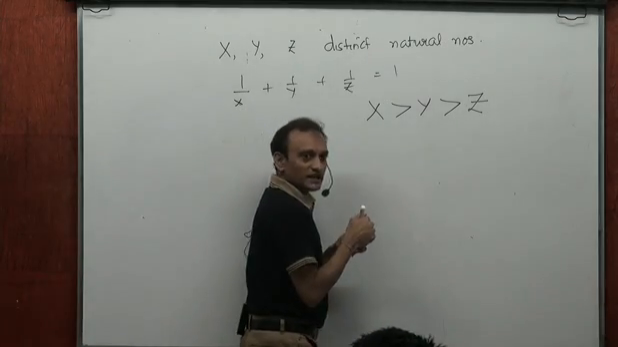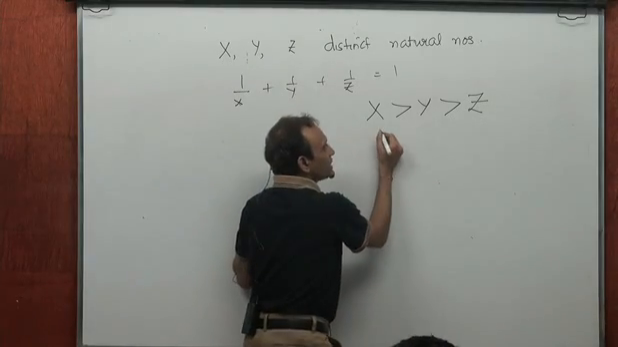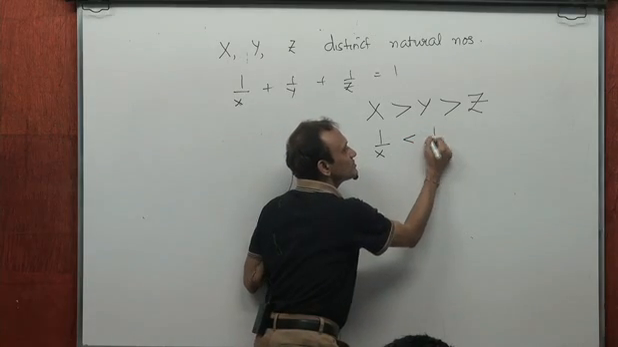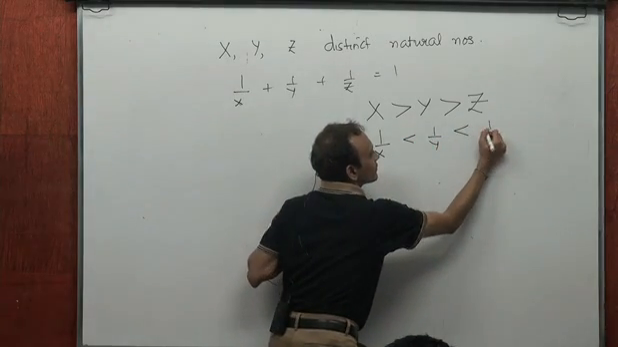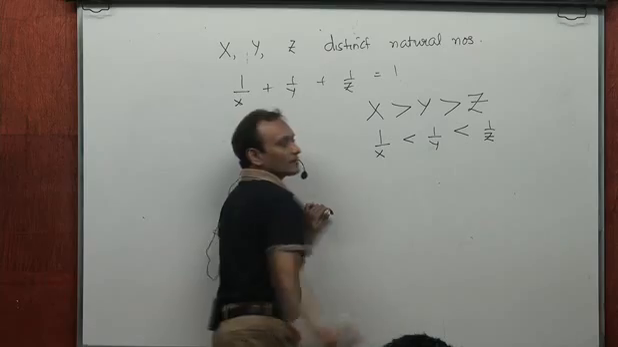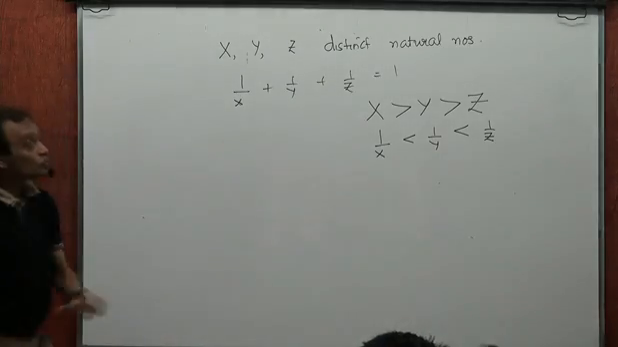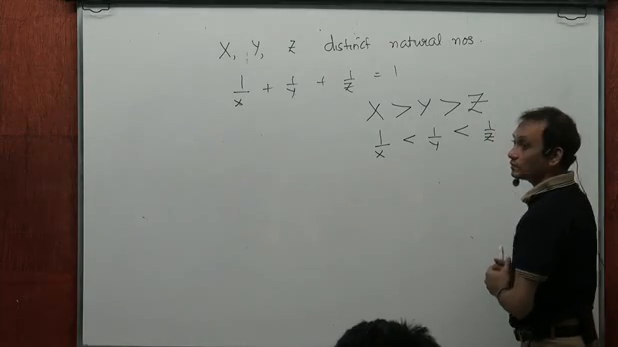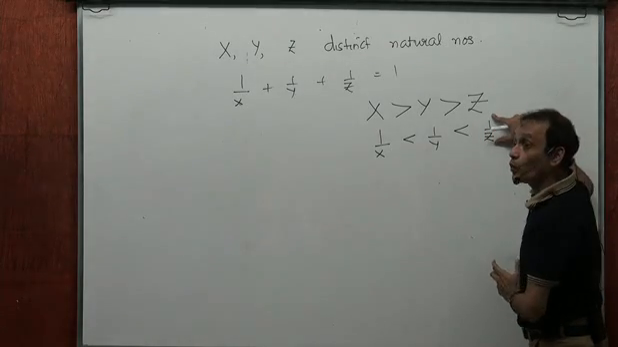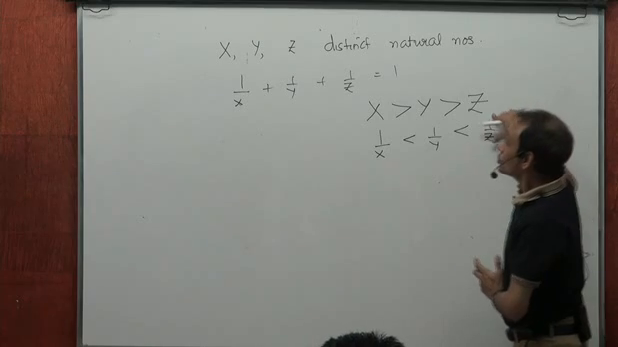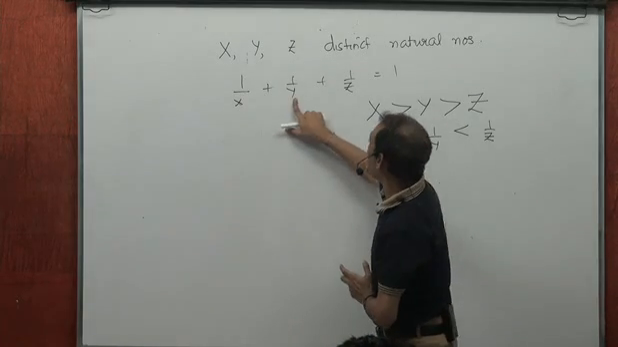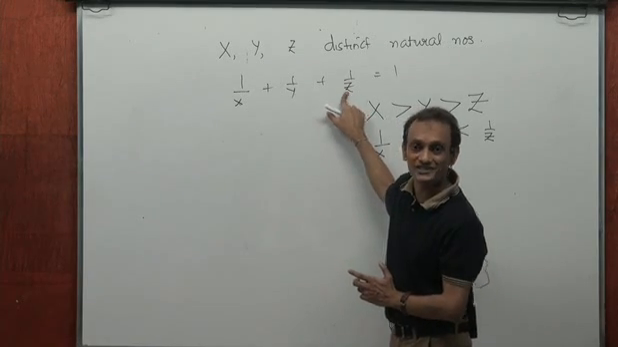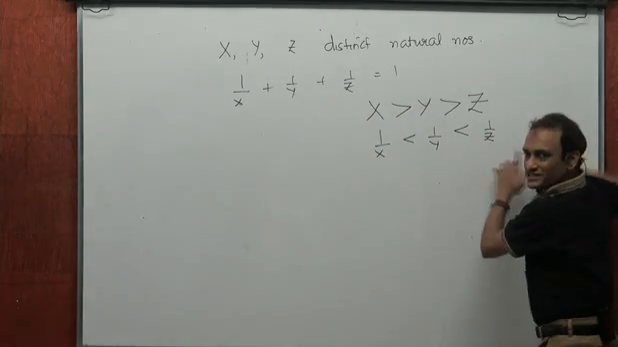Now, if x greater than y greater than z, and I take the reciprocals, which is my expression of interest, can I say this? Of the three, which is the largest? Of 1 by x, 1 by y and 1 by z, 1 by z is the largest, isn't it? 1 by z is the largest.